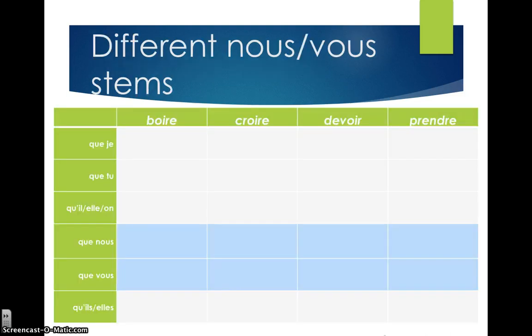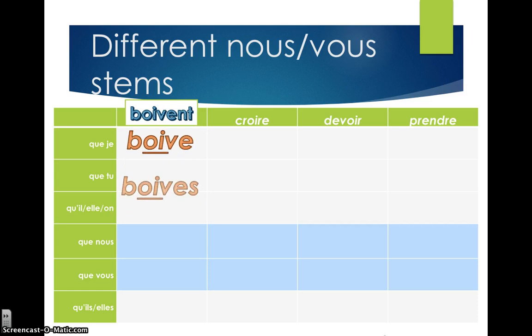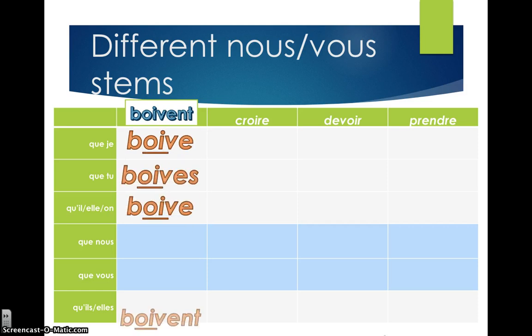So those are all fine and dandy. But here come our exciting verbs. Verbs that have a different stem for the subjunctive in the nous and the vous form than every other form. So as we go through, hopefully you'll start to see the pattern. Start with the verb boire. The ils plural form in the present indicative is boivent. So if I were to take off that ent, I would get je boive, tu boives, il boive, and ils boivent. That makes sense. That follows our normal rules.